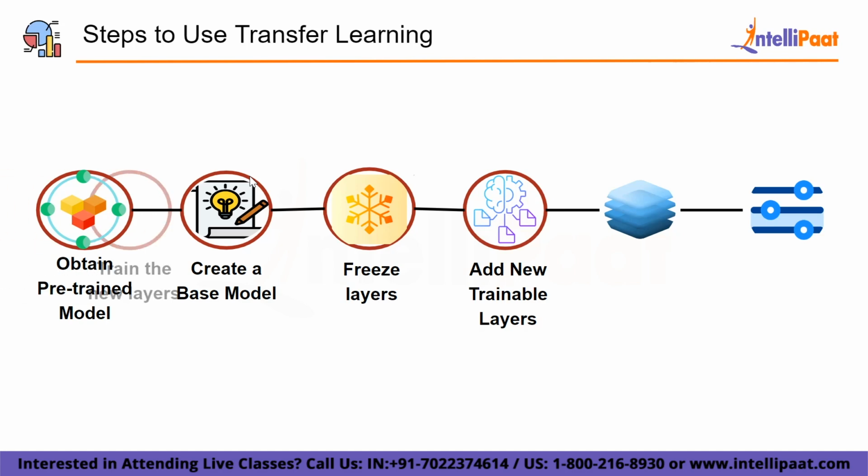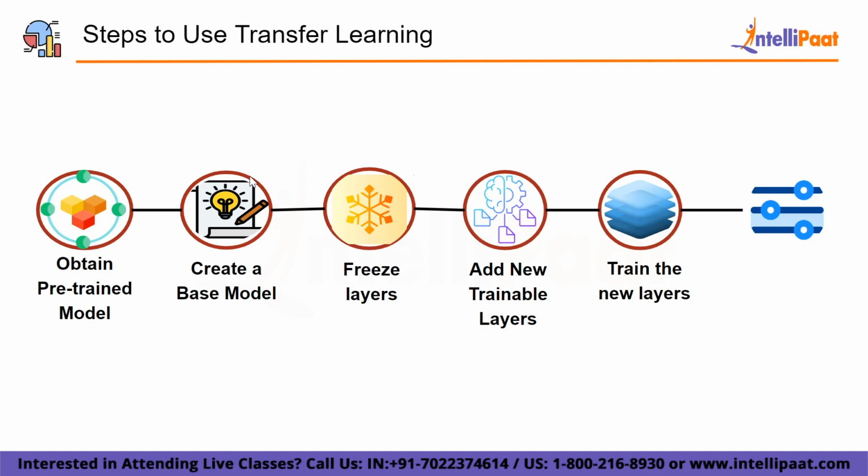Then we train the new layers. Train the model using your labeled data. Since the pre-trained layers are already frozen, only the new layers will be updated during this training. So these new layers are initialized randomly or with some predefined structure. During training, you only update the parameters, that is the weights and biases of these newly added layers, while keeping the weights of the pre-trained layers fixed. Now, this strategy allows the model to learn task-specific features from the new dataset without losing the valuable knowledge captured in the earlier layers.